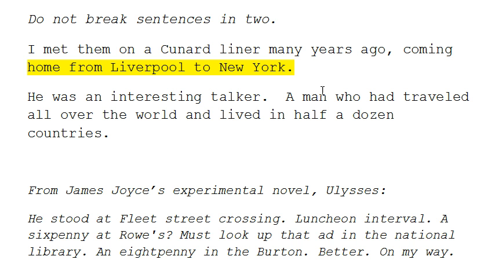Here's another example. He was an interesting talker, a man who had traveled all over the world and lived in half a dozen countries. Now what is wrong with this? Well, we've committed the same fault. After the independent clause, we've inserted a period, when instead we should have just inserted a comma.